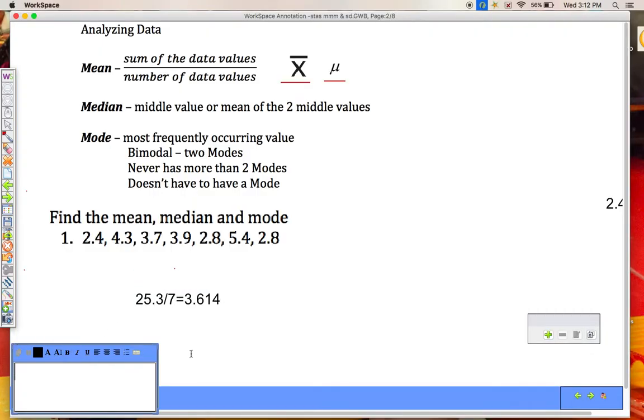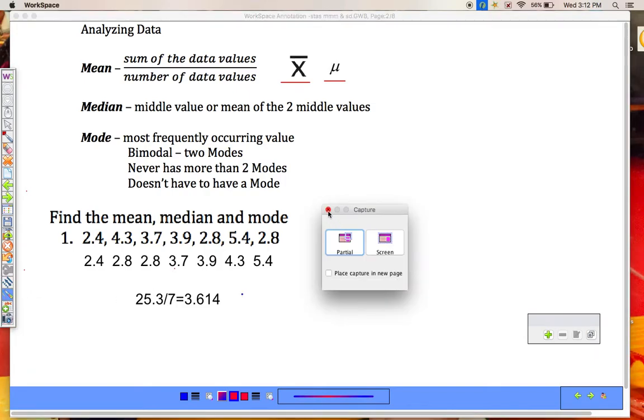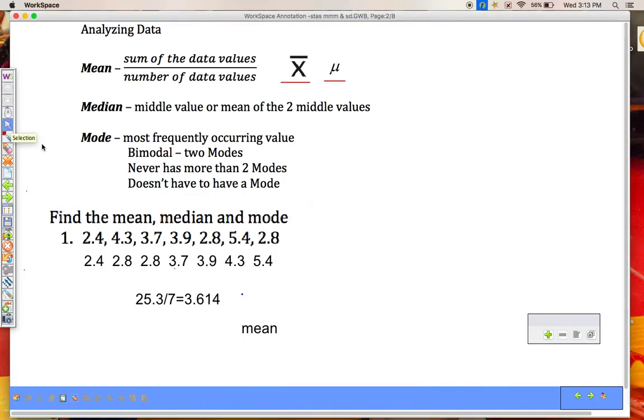My median is the middle term. To find the middle term, we're going to have to put them in order. At any point during the lesson, if you want to work ahead of me a little bit instead of me just going through it without stopping, pause the video and do what you need to do. But here's my set of terms again in order. Since there are 7 terms, my middle term is my median, which is 3.7.